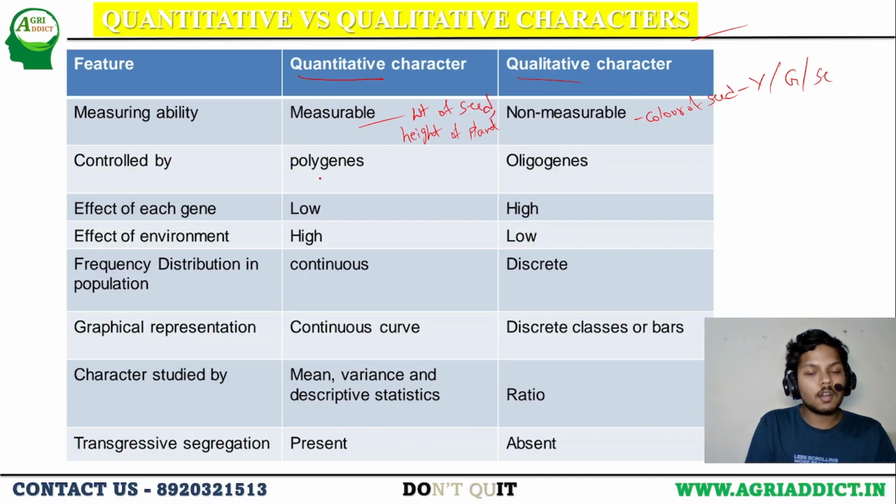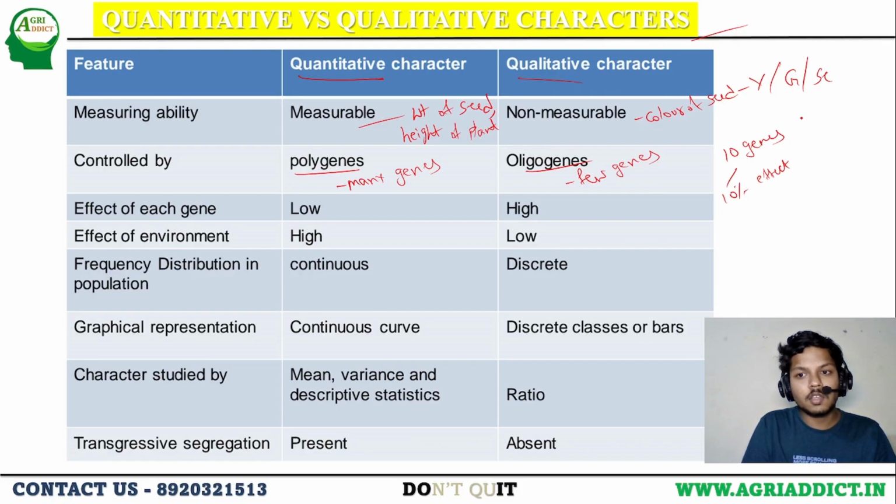And quantitative characters are controlled by polygenes, means many genes control a single character. Whereas oligogenes means only a few genes control the character. And the effect of each gene will be low, because as there are many genes, suppose 10 genes are there, then each will have only 10% effect on the character, because it is polygenic. Whereas in oligogenic, let us assume 2 or 3, then the effect will be 50%, like that. Means for each gene the effect will be high in qualitative, and low in quantitative.